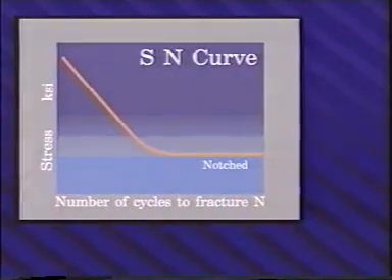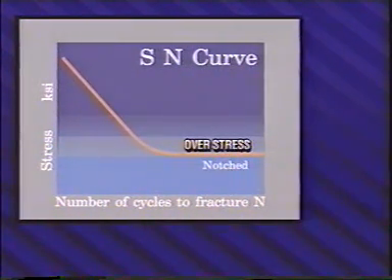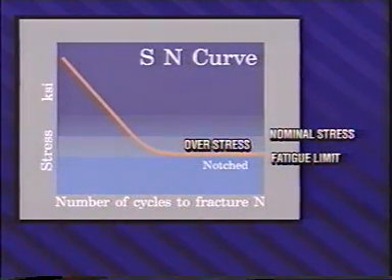The magnitude of the nominal stress on a cyclically loaded component is often measured by the amount of overstress. Overstress is the amount by which the nominal stress exceeds the fatigue limit or the long life fatigue strength of the material used in the component.